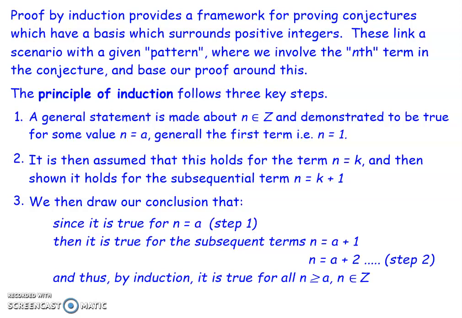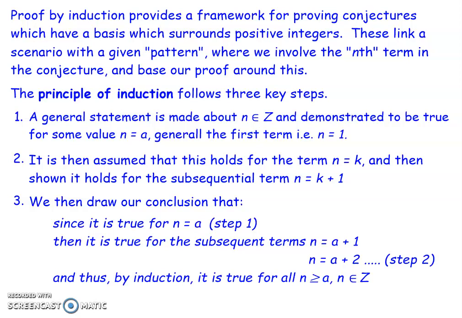Now it's a lot to throw at you, but one thing I want you to remember is that this principle of induction follows three key steps. The first step is that we make a general statement about n, which belongs to the group of integers Z, and we can demonstrate it to be true for some value n equals a. Now generally this is the first term that it is valid for. So for example, if we were given a conjecture and it said n is greater than or equal to 1, we'd look for the value n equals 1 and prove it to be true for that term.